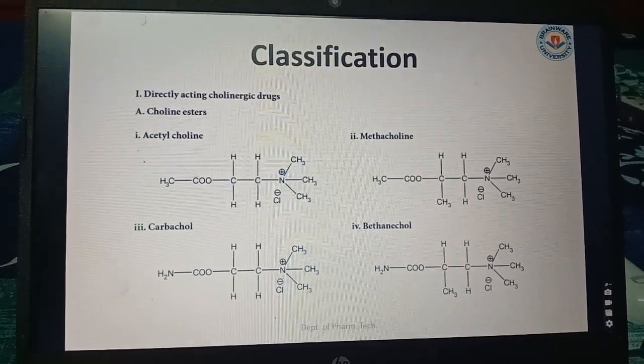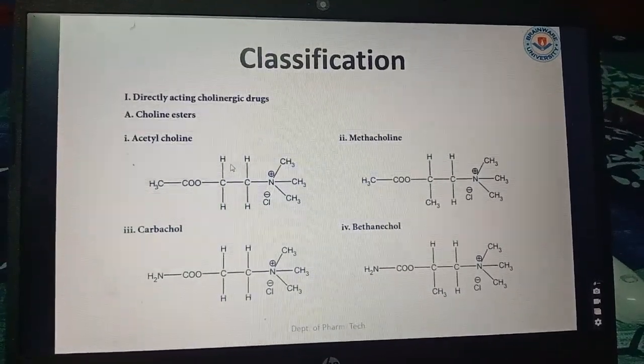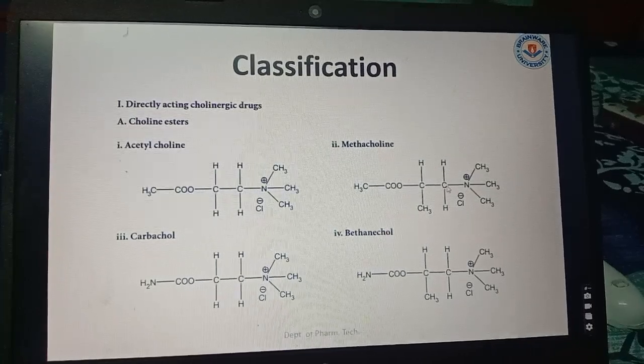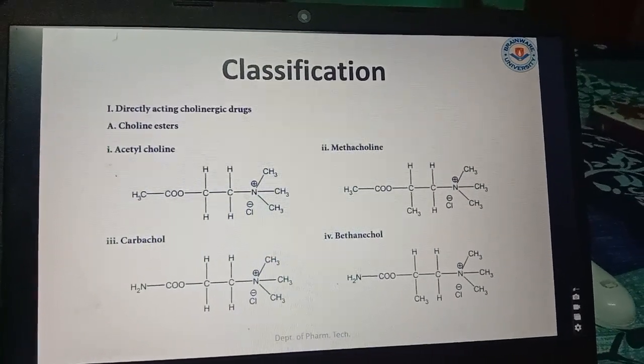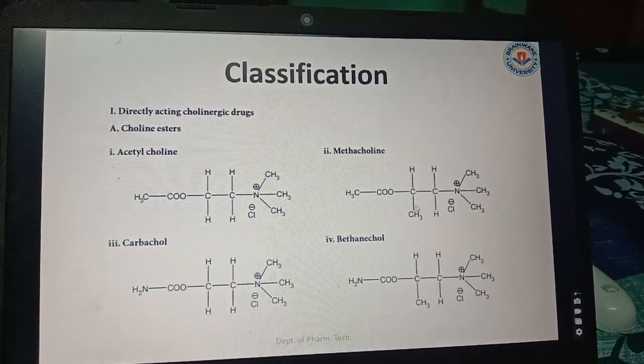Now classification: there are two types of drugs, directly acting cholinergic drugs and cholinesters. As examples of cholinesters, we have acetylcholine and methacholine. These are derivatives of acetylcholine. See, acetylcholine is just derivatized here with a methyl group.